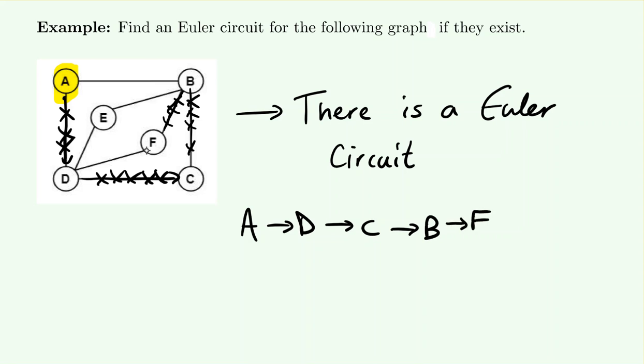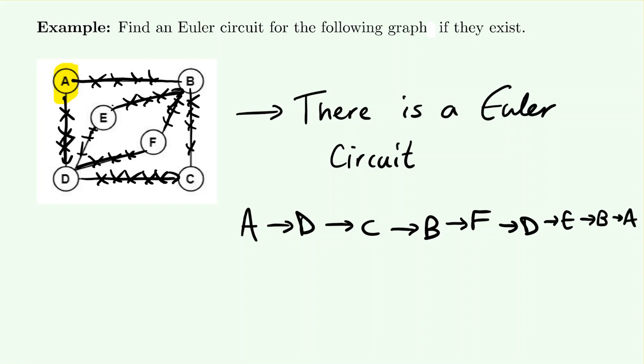From F, there's only one choice. You've got to go to D, because there's only one edge remaining. Now D only has one edge not being used, so we're forced now to go to E. E only has one choice, you got to go to B. B only has one choice, you've got to go back to A.